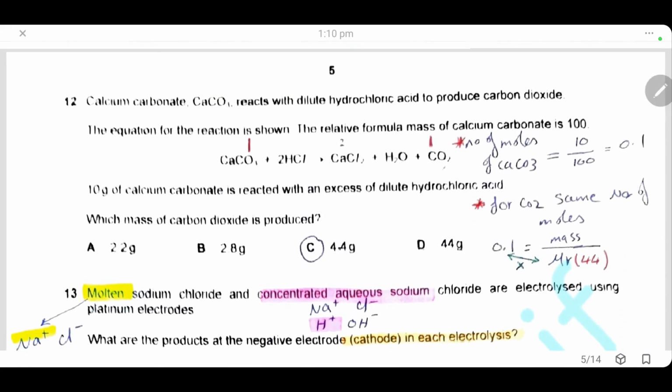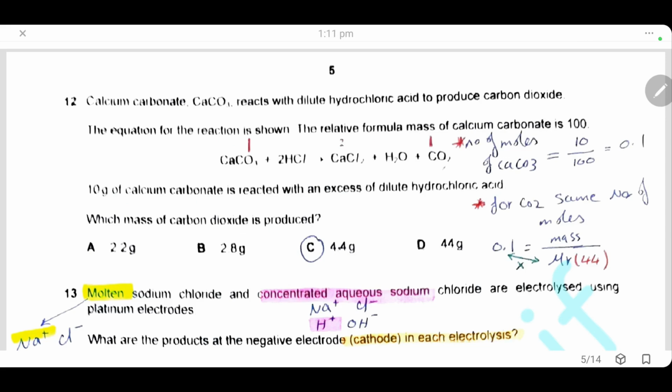Question 12. Calcium carbonate reacts with dilute hydrochloric acid to produce carbon dioxide. The equation for the reaction is shown. The relative formula mass of calcium carbonate is 100. 10 grams of calcium carbonate is reacted with excess dilute hydrochloric acid. Which mass of carbon dioxide is produced?